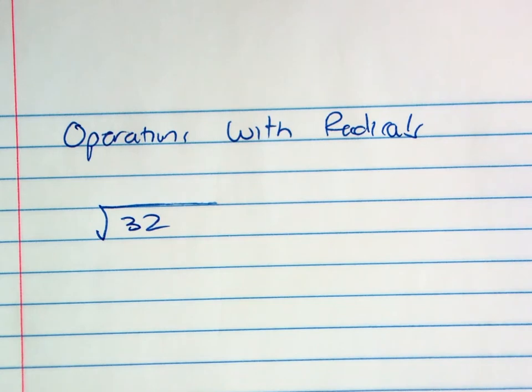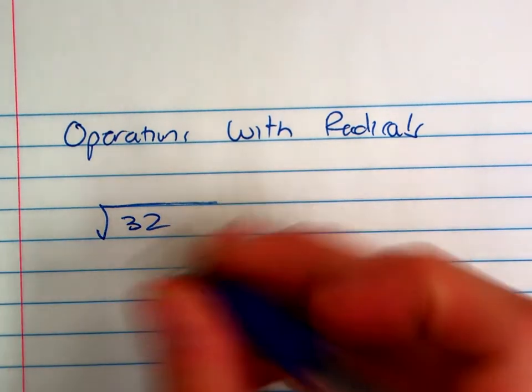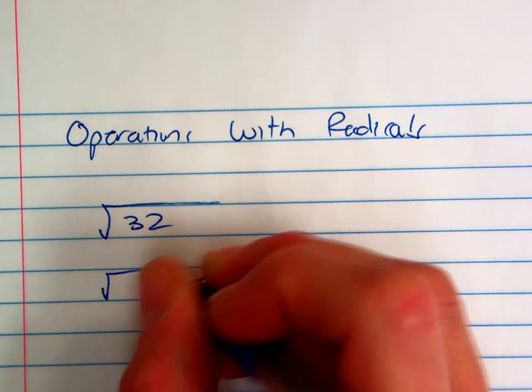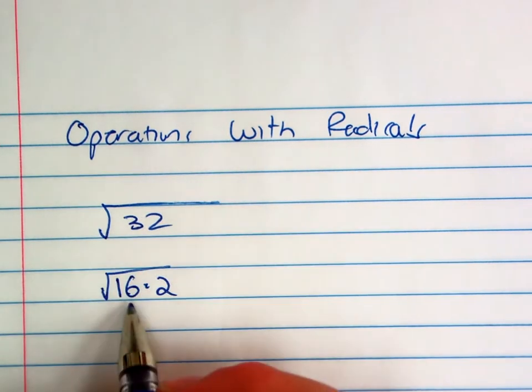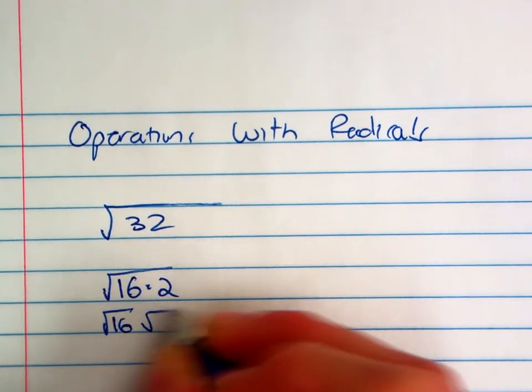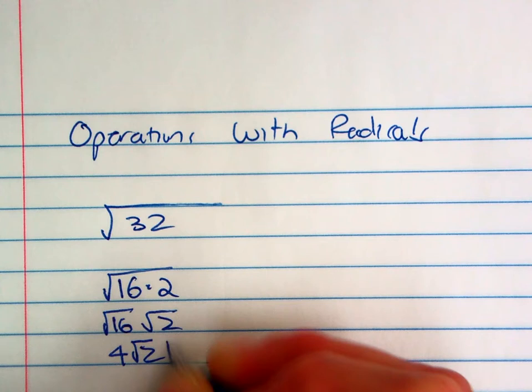going to think of the biggest square number that goes into 32. So that would be 16 and 2. The square root of 16 is 4, and that leaves the 2 under the radical.